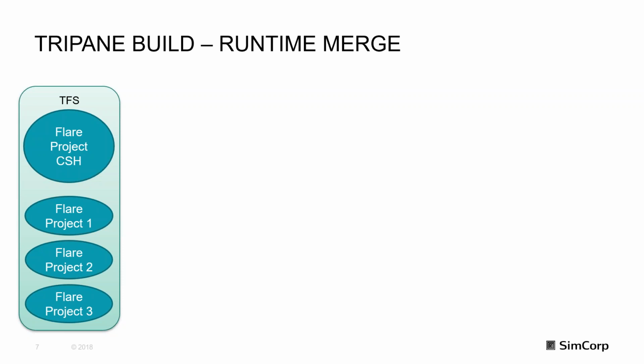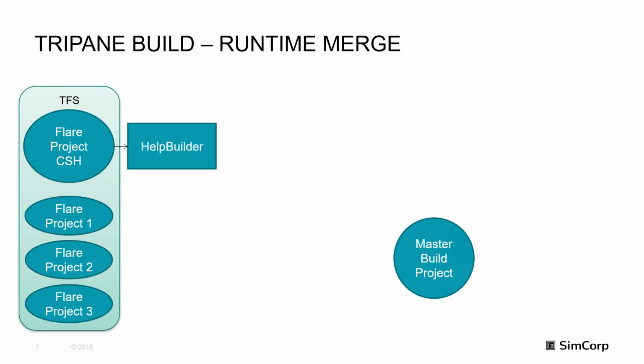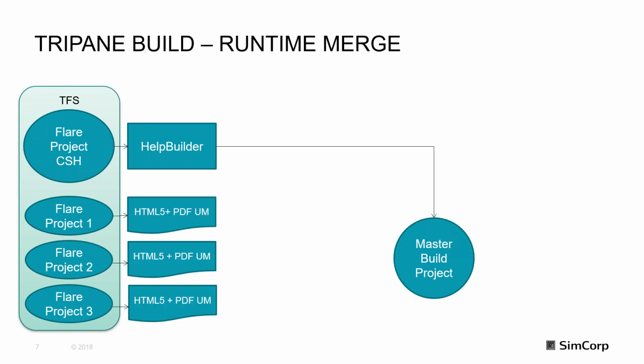So what happens during the build of tri-pane output is that we have a master build project on the build server. And the first thing that happens is that we have this help builder or help engine that will auto-generate these 450,000 context-sensitive help topics and inject them into the master build project.